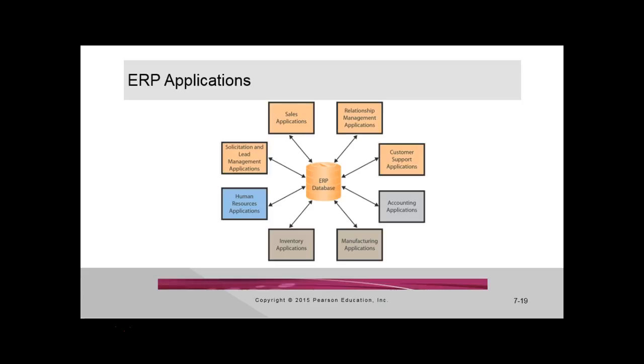So what they do is they come in and say, we are going to put in an information system in your organization that has a module for inventory, that has a module for manufacturing, module for accounting, customer support, relationship management, sales, solicitation, and human resources. So we have one ERP database, as Sarah kind of said, one customer profile, one ERP database, one source of data that all of these systems or these modules of this ERP utilize.